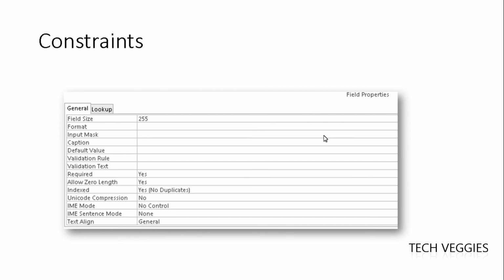Constraints. You can see a number of options for implementing constraints in the field properties section of the design window, or design view, of your table. So you have, for example, field size, format, input mask, caption, default value, validation rule, validation text, required field, etc. These are all used to limit the different aspects of your database according to the specific database you're designing.